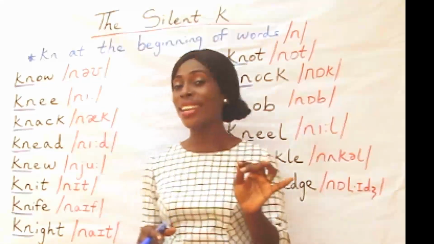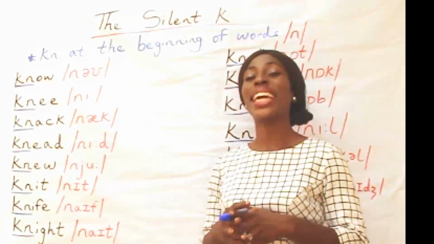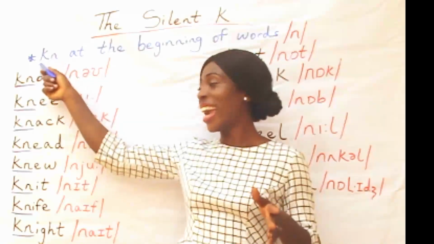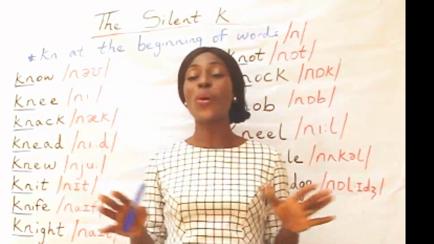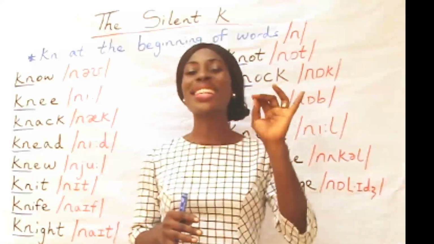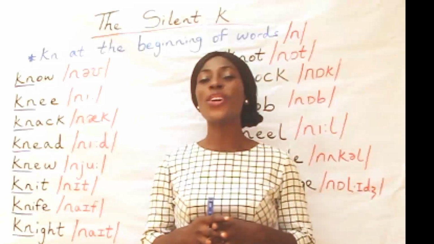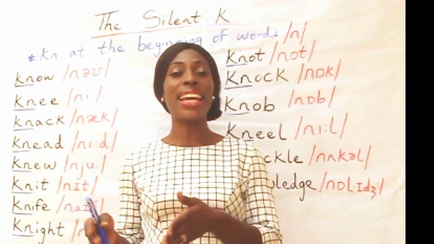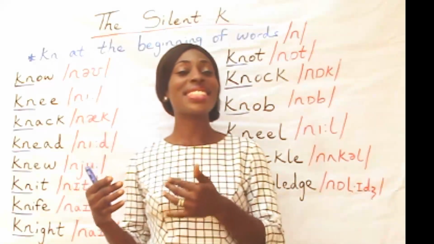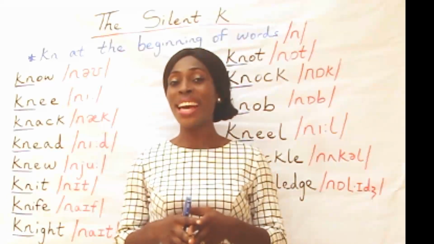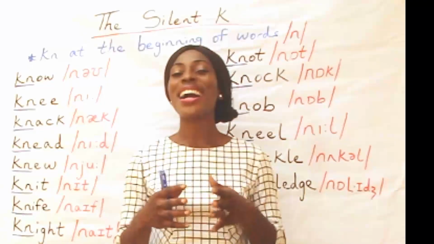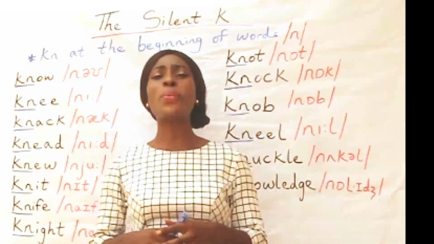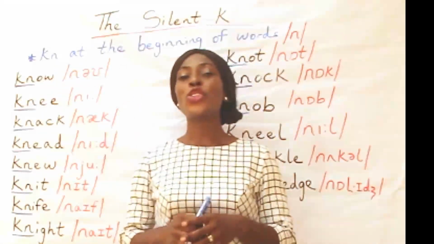When you have KN at the beginning of any word, the K is always silent. Now, you know the sound for letter K is k, and the sound for letter N is n. The sound for K again is k, k, k. So if you see a word with KN, you don't say k-n together.